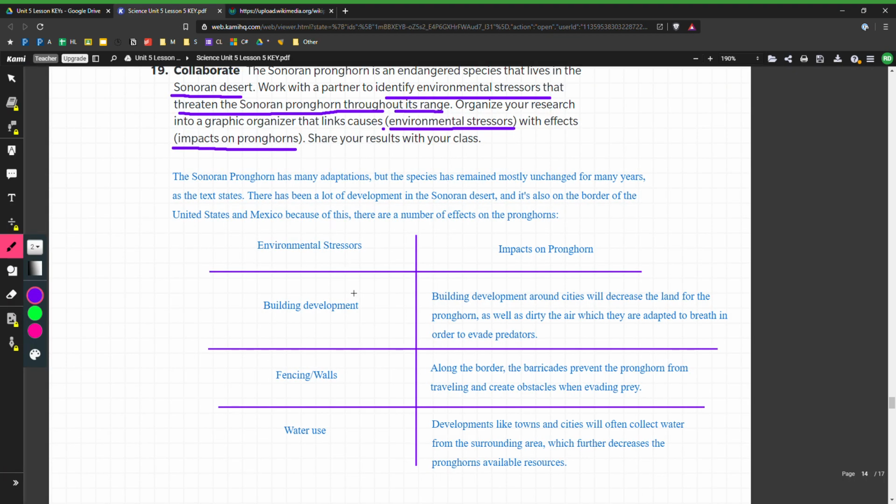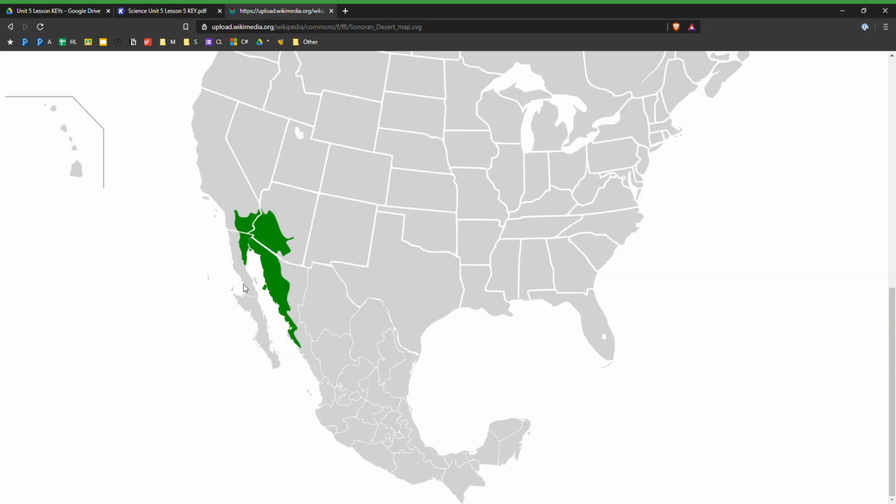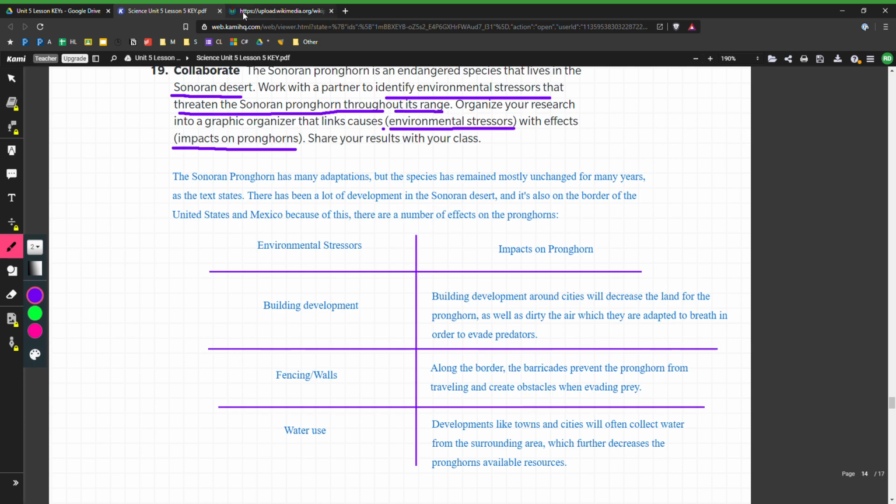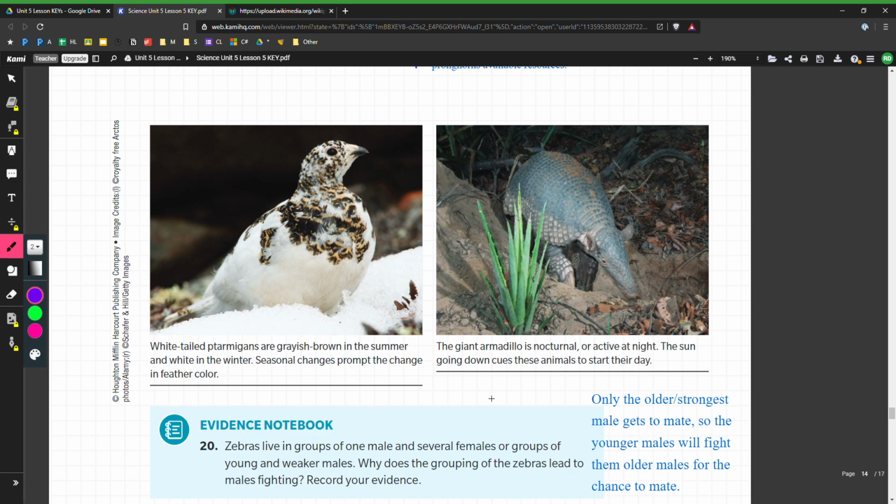And then water use. We go into this in later lessons, about our effect on water use. But anywhere where people live, people are going to build dams, make reservoirs, use lakes, and so on. They're going to use up all this water, and those types of things would further decrease the resources available to the pronghorns. So those are my examples.